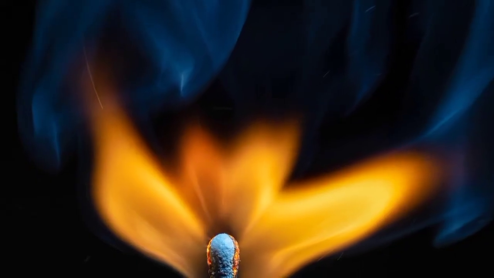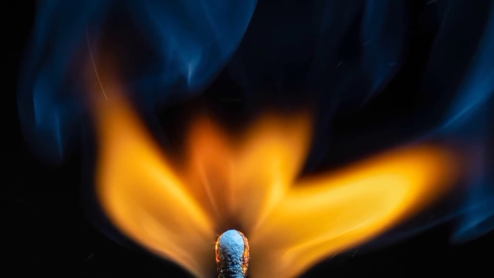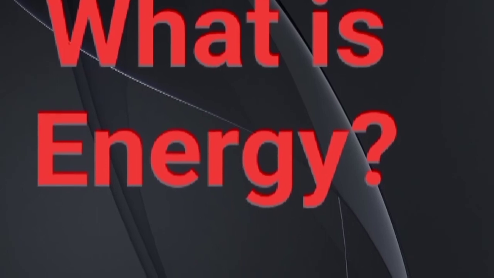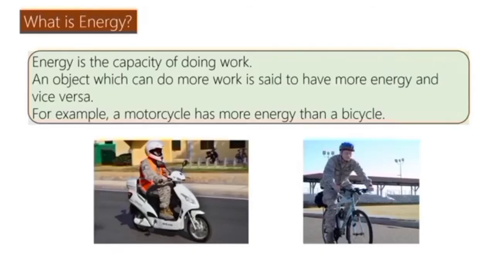And now let us proceed to the term energy. What is energy? Energy is the capacity of doing work. An object which can do more work is said to have more energy, and vice versa. For example, a motorcycle has more energy than a bicycle.